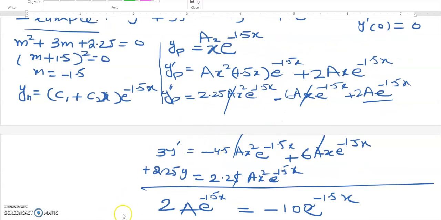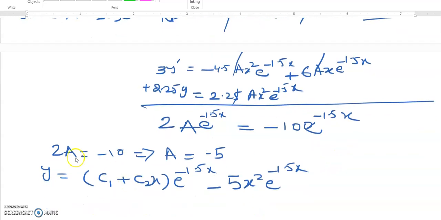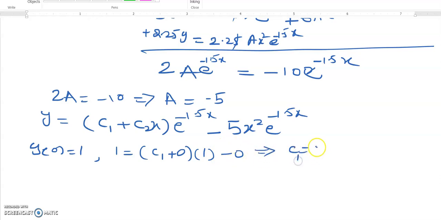In this way we can add these values. So we get 2a e power minus 1.5x is equal to minus 10 e power minus 1.5x. So the value of a we will get is minus 5, and the general solution will be this. From this general solution we can now apply the initial values. Initial value y(0) is equal to 1. So 1 is equal to c1 plus that term will be 0, and this term will be 1, and this term will be 0. So c1 is equal to 1.